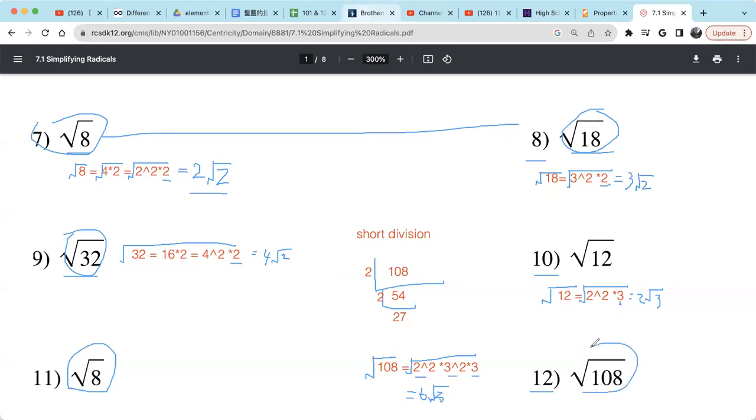So square root of 108 is related with the square root of 12. Square root of 12 is 2 radical 3. Square root of 108 is 6 radical 3. That means we can add square root of 12 and square root of 108. If we add, we have 2 radical 3 plus 6 radical 3, that's 8 radical 3.